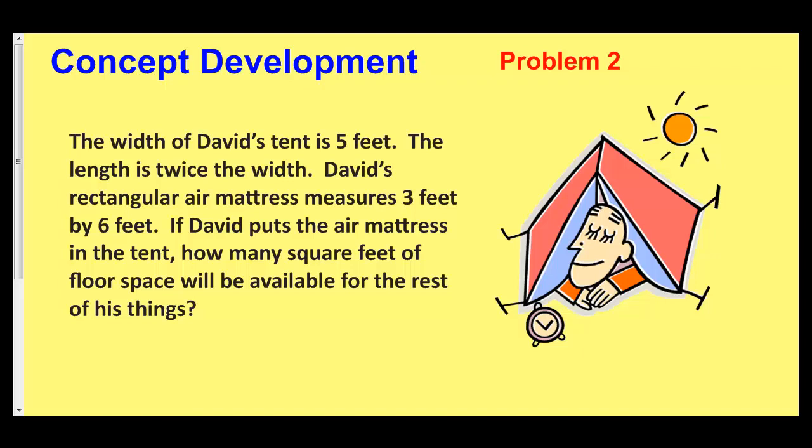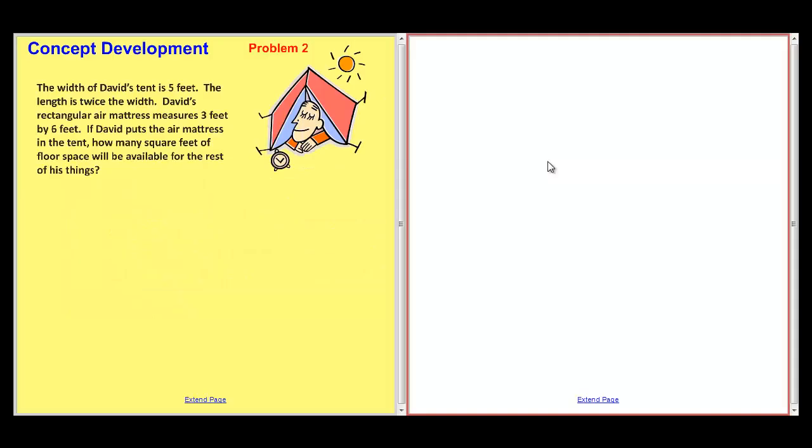Okay, again, this is a pretty complex problem. You have to break it down into what you know. And this is how drawing something can really help you to understand how you're going to solve this problem. So the first thing you need to do is think to yourself, okay, what is something that I can draw? They give us the dimensions of the tent. So I will begin by drawing a picture of David's tent.